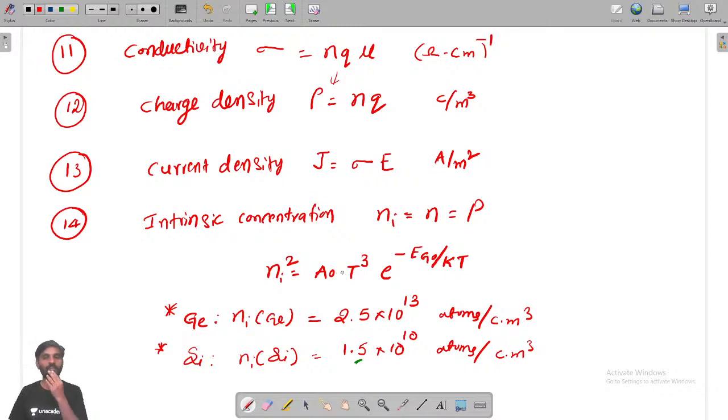And Ni square is equal to A naught into T cube into e power minus Eg naught by kT. And what is that intrinsic constant? Sometimes you also need to remember this, as I told you, very important. Intrinsic concentration Ni is equal to 2.5 into 10 to the power 13 atoms per centimeter cube for germanium. For silicon, it is going to be 1.5 into 10 to the power 10 atoms per centimeter cube.